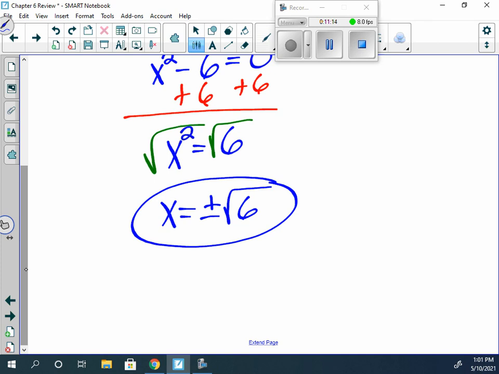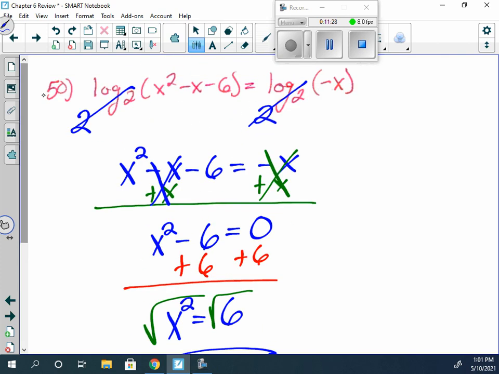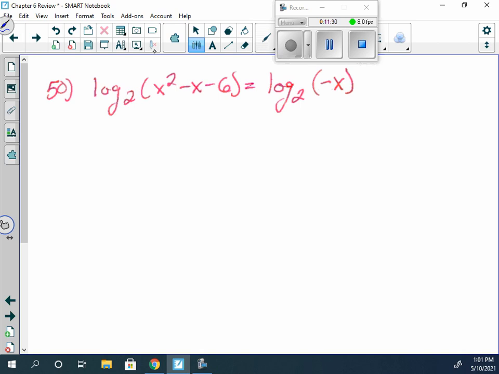Now, for those of you who've already looked, there is only one answer to this. So any questions before we go back and check this? Check these answers. So we cannot have a negative inside of the radical. It has to be positive. So I'm going to try the positive square root of 6 first.